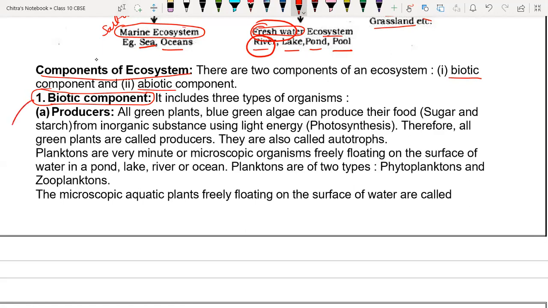So I'm writing the definition over here for biotic component. Those components of ecosystem which perform life processes.